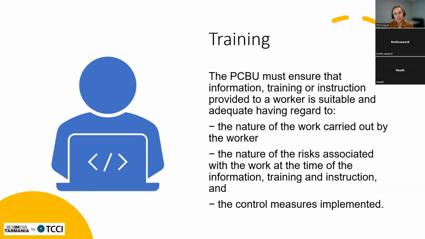So training. The PCBU must ensure that information, training or instruction provided to a worker is suitable and adequate, having regard to these 3 aspects: the nature of the work carried out by the worker, the nature of the risks associated with the work at the time of the information, training and instruction, and also the control measures implemented. I've already said it, but if the team members aren't aware of the control measures, they're not going to be doing them, therefore they're not going to be effective. Same thing if you implement that you have to do stretches every hour. If they're not doing those stretches, then it's not going to be reducing your risk in the workplace.